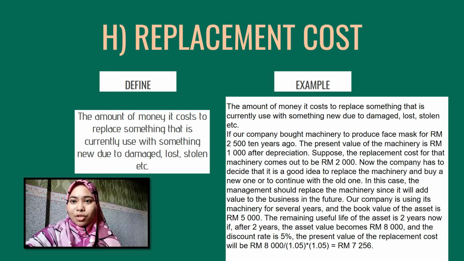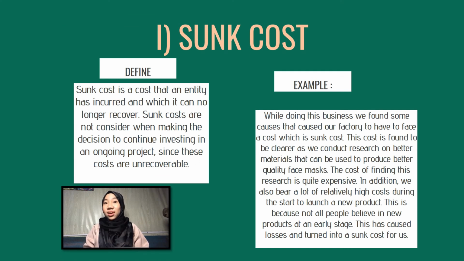Our company is using a machine for several years, and the book value of the asset is 5,000. The remaining useful life of the asset is 2 years now. If after 2 years the asset value becomes 8,000 and the discount rate is 5%, the present value of replacement cost will be 8,000 divided by 1.05 multiplied by 1.05, equal to 7,256.